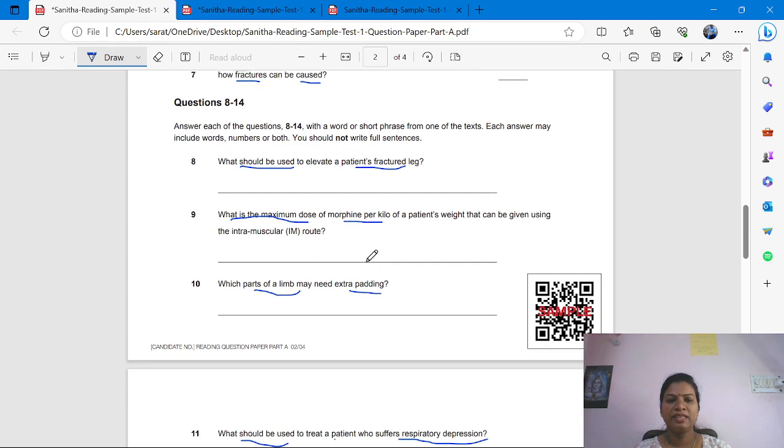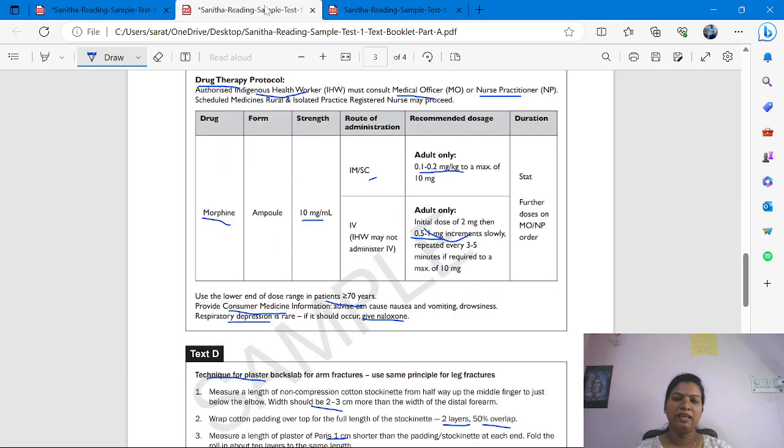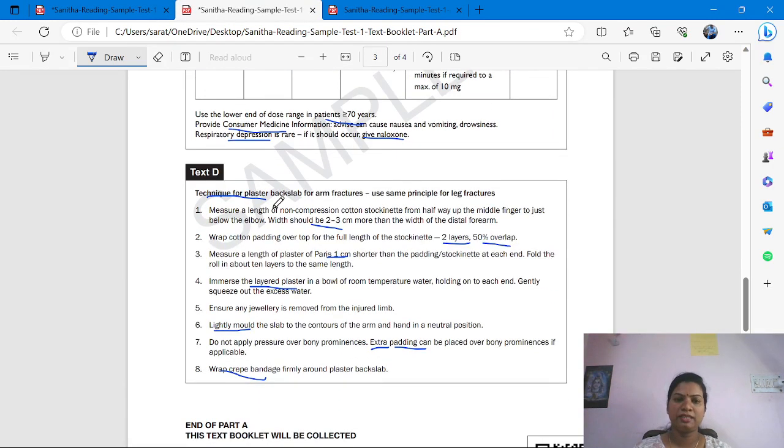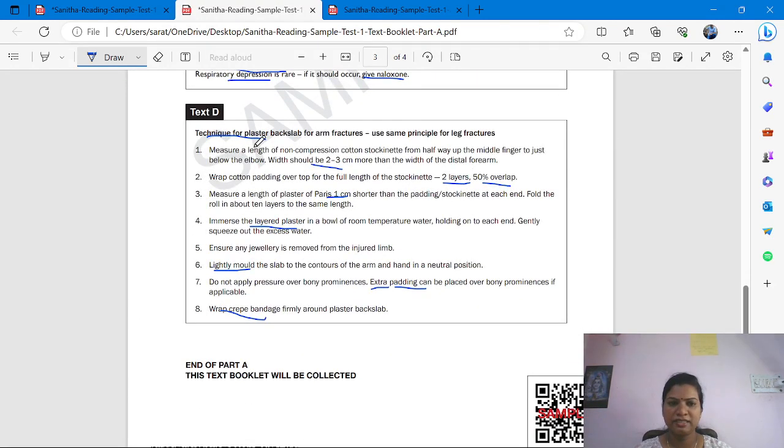Then which parts of a limb may need extra padding? Here they are saying about the plaster back slab. You have to go to that paragraph, just skim: measure the length, immerse the layer of plaster, ensure jewelry is removed, lightly mold the slab to the contours. Do not apply pressure over bony prominence. Extra padding can be placed where? Over bony prominence.